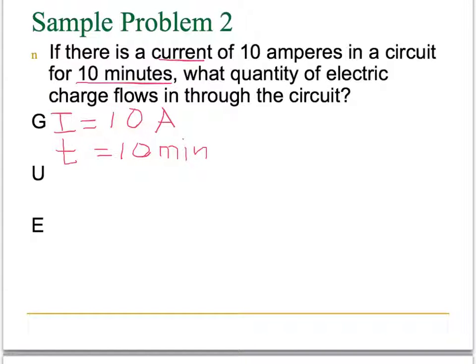Now notice that minutes is not the SI unit for time. So we have to change this to the proper SI unit, which is in second. So we apply our dimensional analysis, multiply this by our conversion factor. In 1 minute, we have 60 seconds. So we cancel this out. The time would be 600.